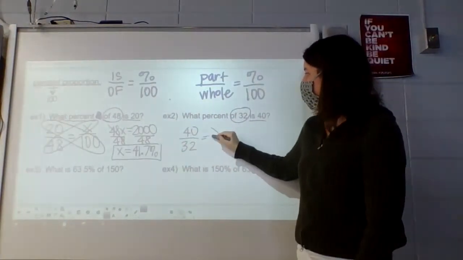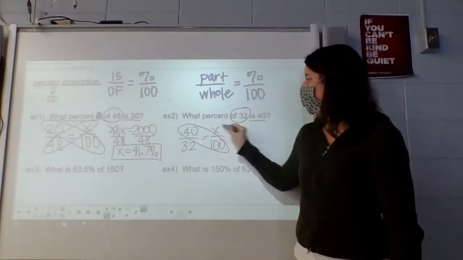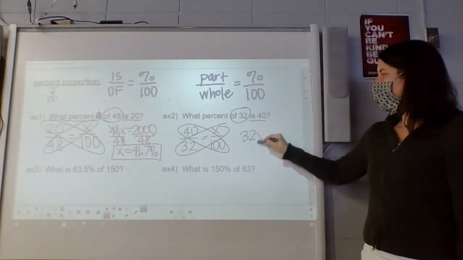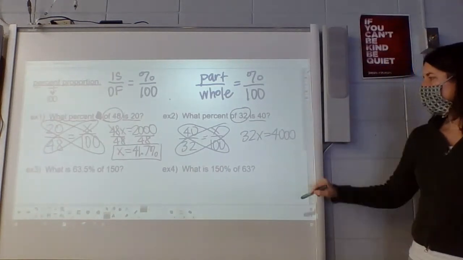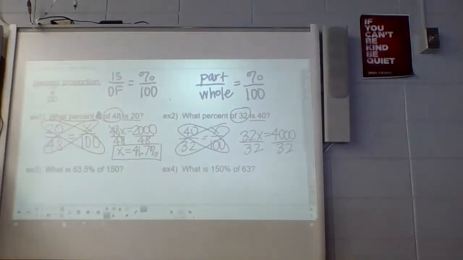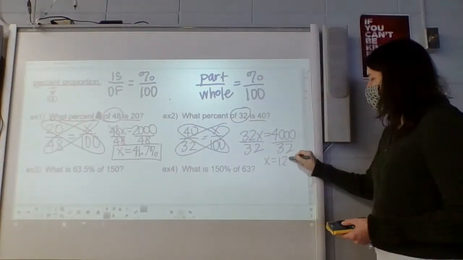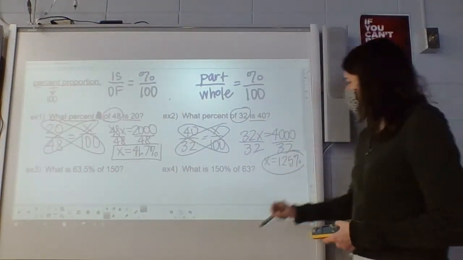So we get x over 100. So again, we'll cross multiply and set equal. So we get 32x will equal 4,000. And then we'll divide by 32, which is something over 100. So 125, right? So x ends up being 125, and again, it's a percent.